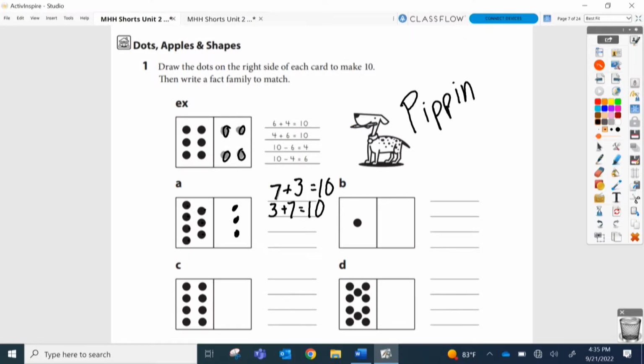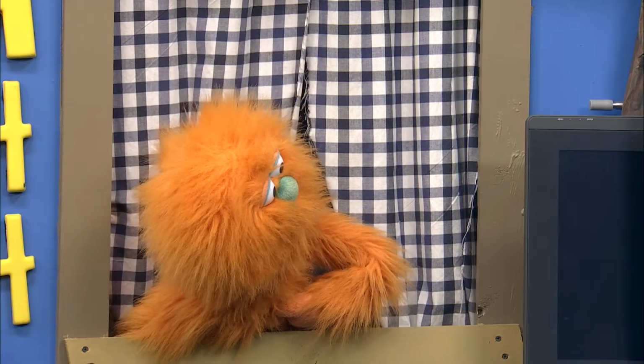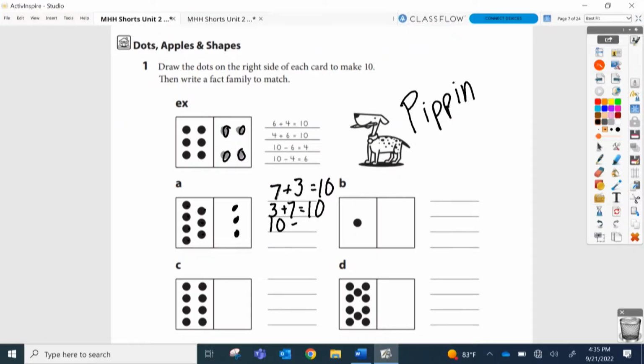Now we have both addition equations. Let's do our subtraction ones. For subtracting, we have to start with 10. What do you want to subtract first? Let's do 10 minus 7. That would equal 3. And the other one, 10 minus 3 equals 7. Awesome. Way to go.